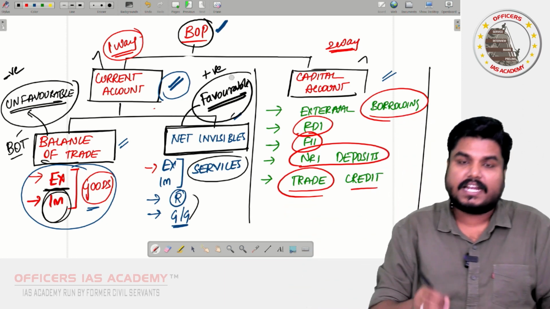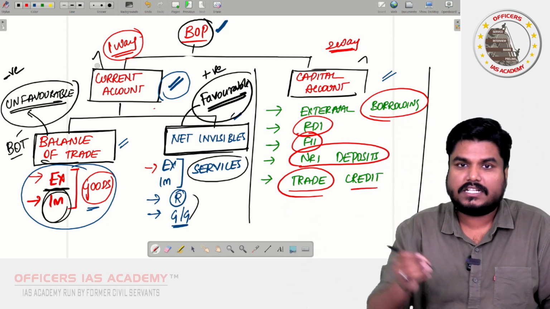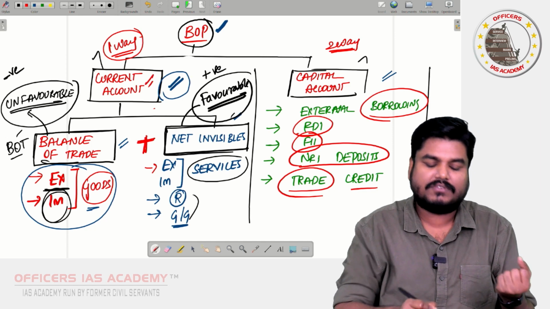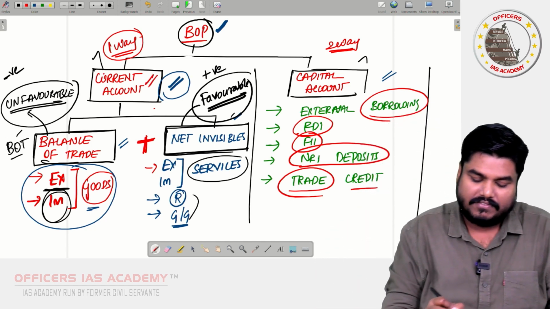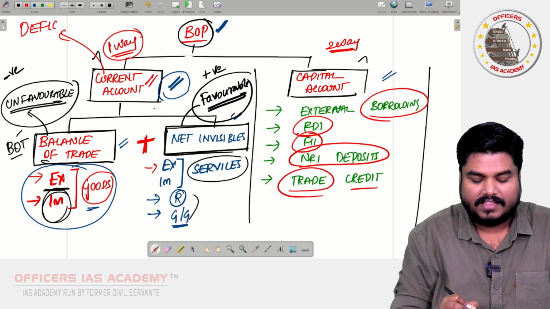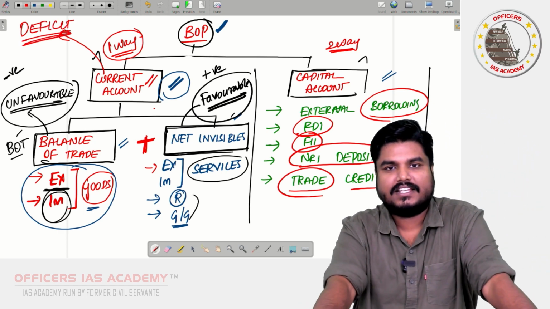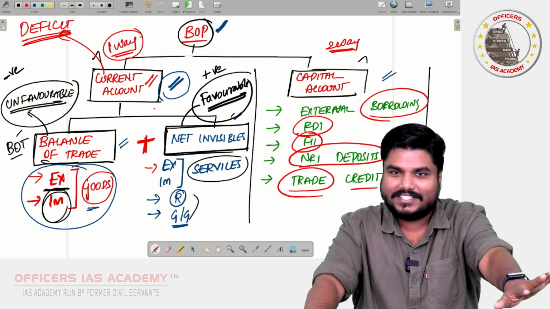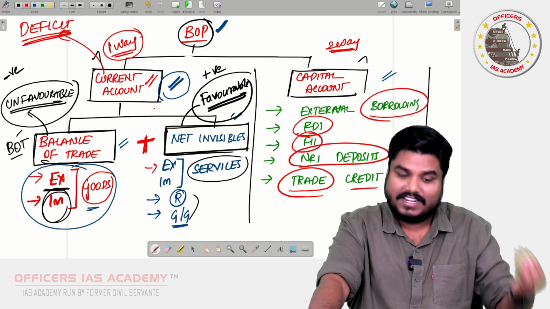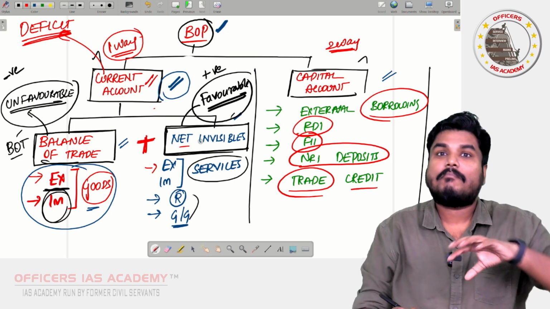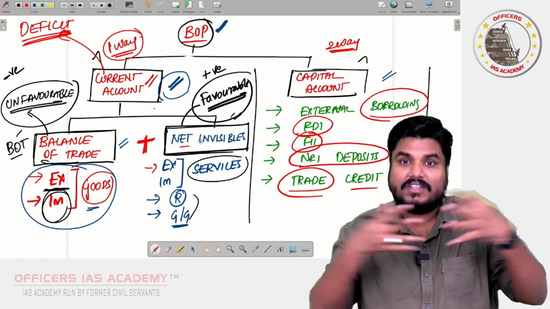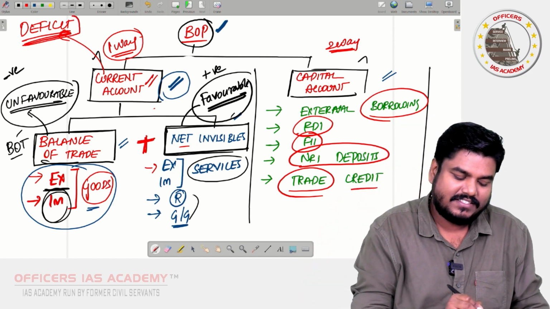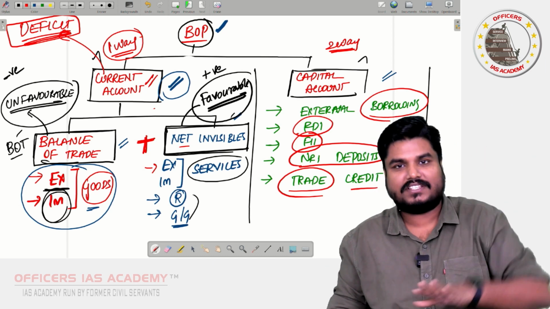But current account is nothing but balance of trade plus net invisibles. This one plus this one, we get current account. And if you take current account, we are having a deficit. Remember, in the Indian context, balance of trade is negative, net invisibles is positive, but when you add both, that is current account, it is negative. We are having a deficit situation. In India, we have current account deficit.